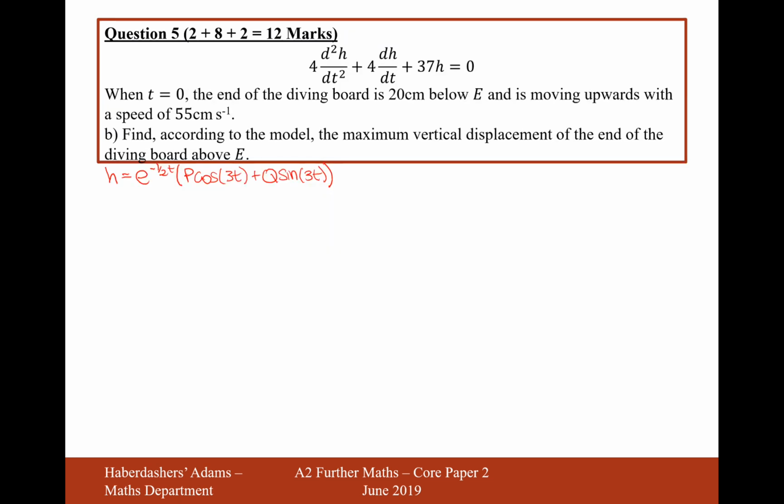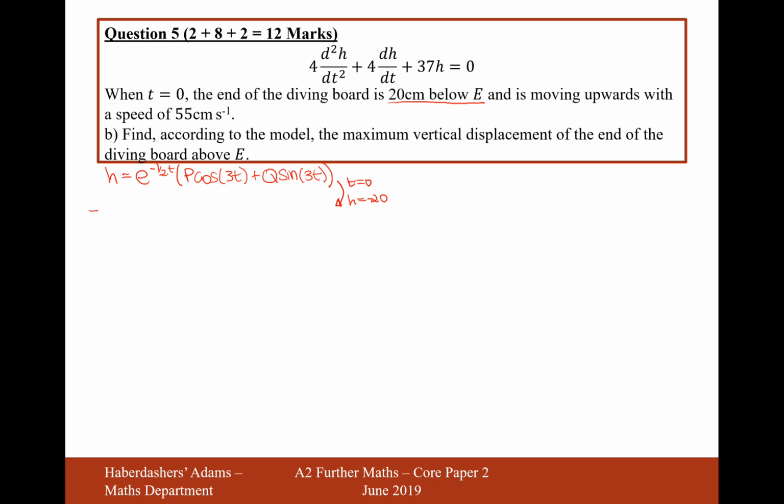Moving on to part B. When t equals 0, the end of the diving board is 20 centimeters below E and is moving upwards with a speed of 55 centimeters per second. Find, according to the model, the maximum vertical displacement of the end of the diving board above E. The first thing we need to do is plug in t equals 0, and given that the diving board is 20 centimeters below E, h is going to equal minus 20.